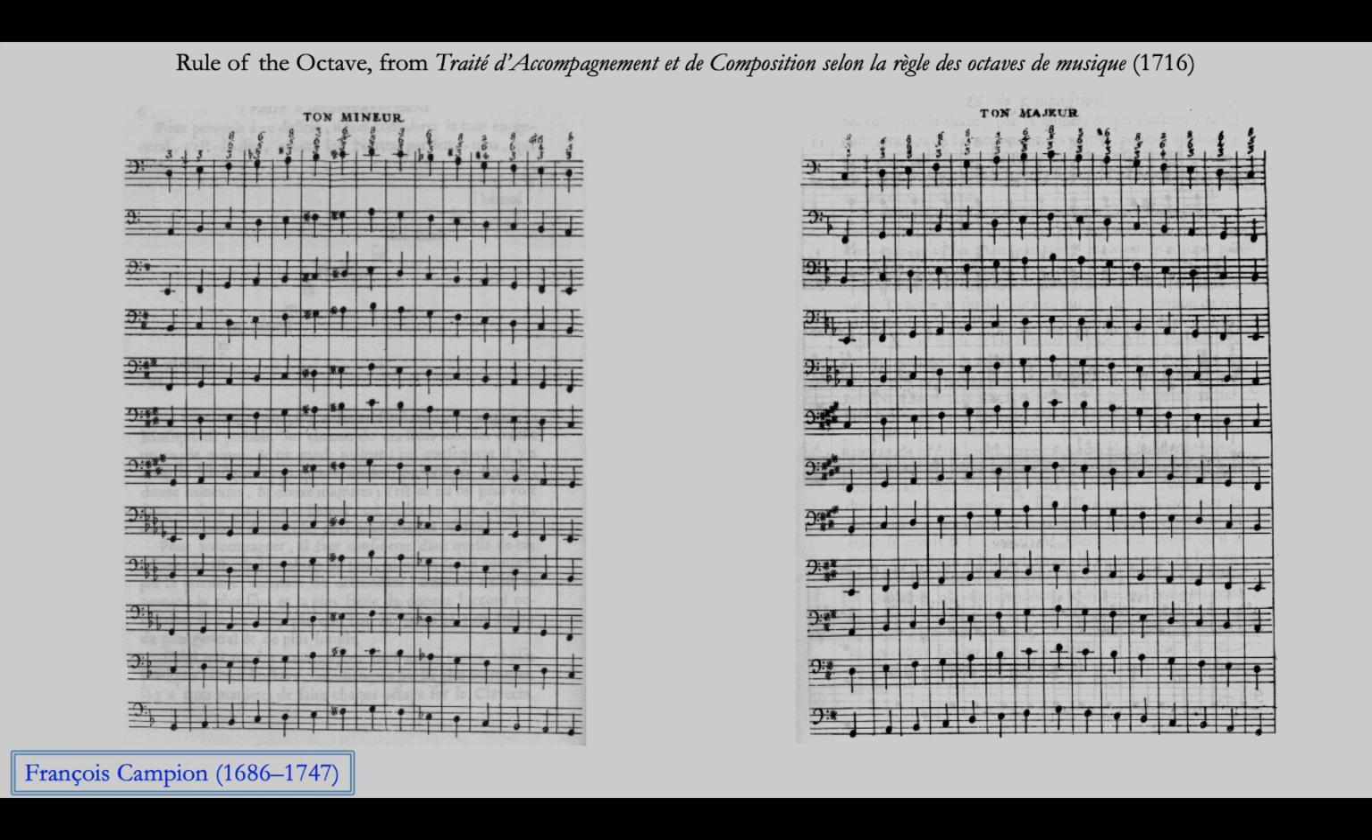Now, since this is so small, let's zoom in on just one of these scales.